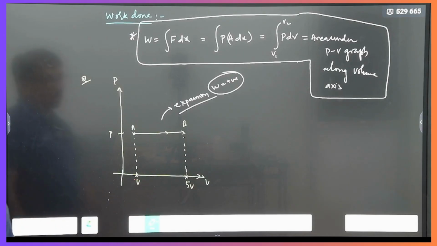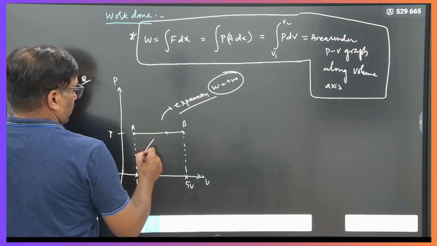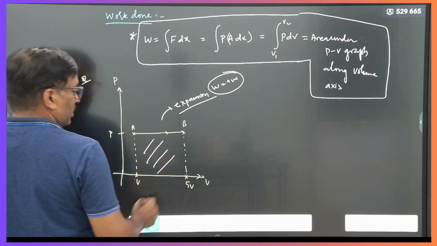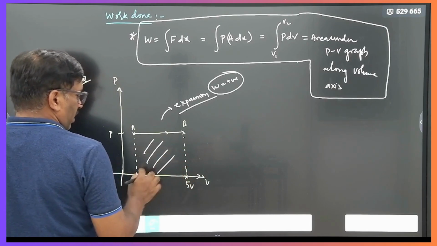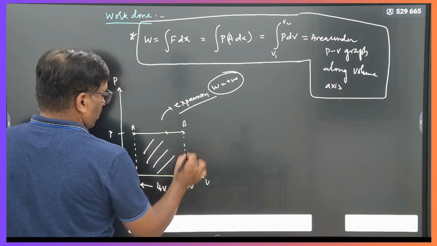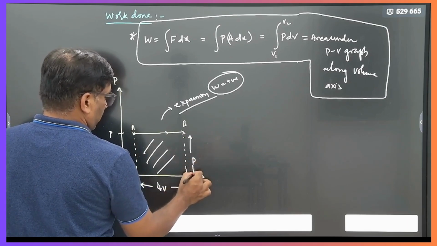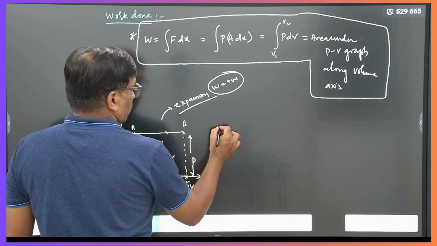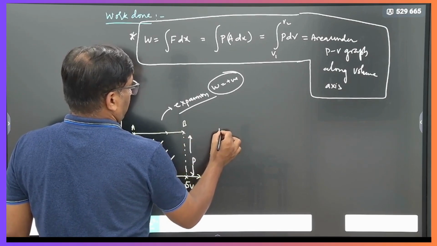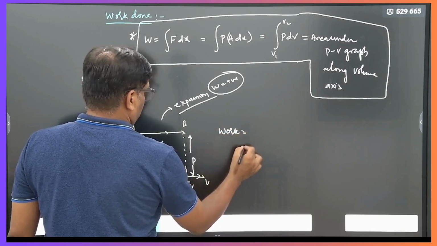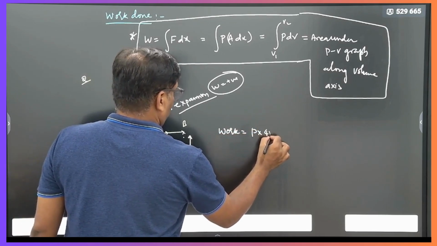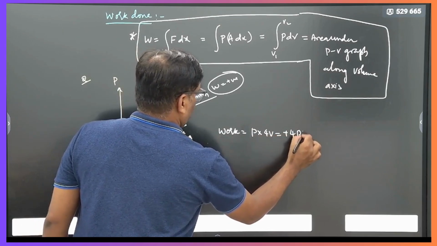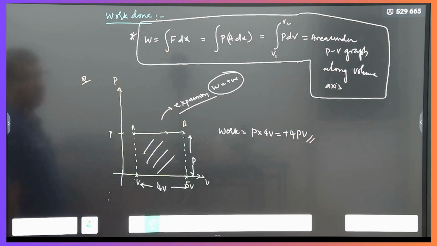How to calculate the work done now? Here you should calculate the area under this one. What is the area? This volume, 5V minus V, is nothing but 4V, and this is the pressure P. So length into breadth. Therefore work done will be equal to P into 4V. That is nothing but 4PV, which will be your answer. Clear?